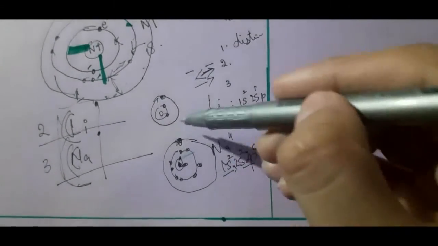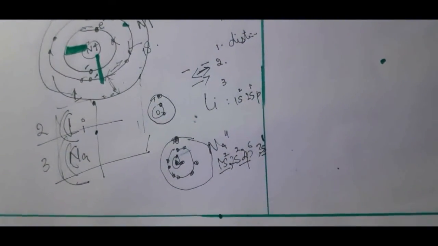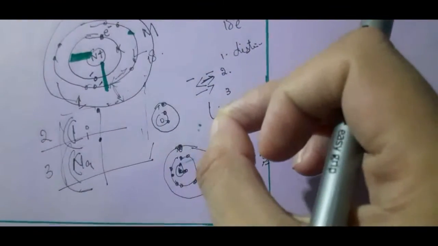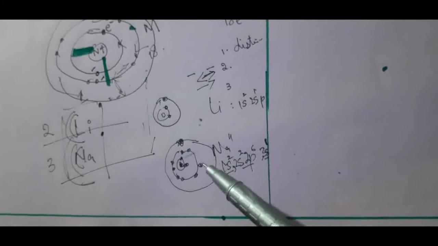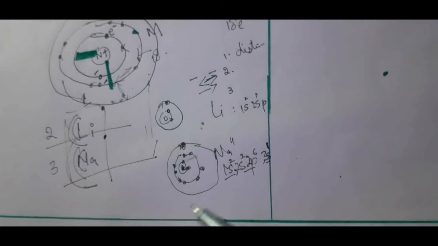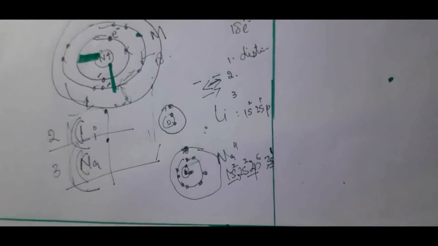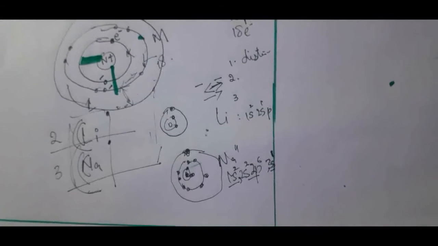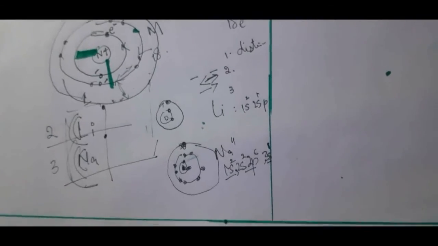So we can say that by moving from top to bottom in a group, the number of shells increases. As the number of inner shells increases, their shielding effect also increases. Why? Because the more inner shells there are, the more electrons there are here, and the more electrons there are, the more they will reduce the nuclear attractive force over valence electrons, right?